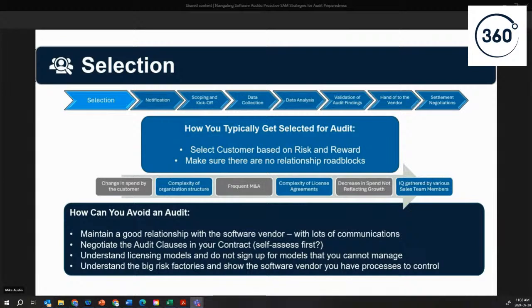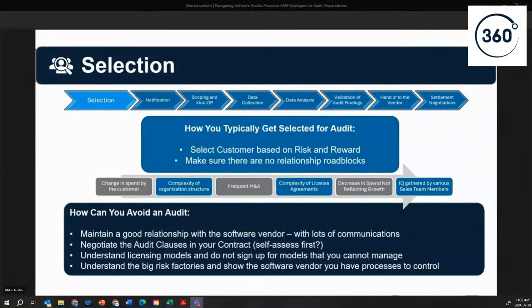M&A is something that these guys look for, and once it happens, they pounce on it, right? If you had a change in spend, particularly if it went way down, that's a problem in their eyes. And if they don't understand it, they'll drop an audit on you. If they're having conversations with you and you have a complex organization structure and it seems like you don't have a handle and a good view on things, probably a good time for them to audit you.